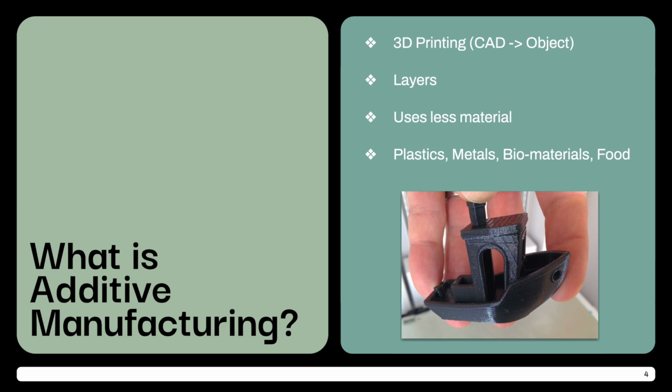These objects are printed in layers, which you can see here in the picture of a 3D printed boat, all the small layers that make up the object. And since you are printing only the material that is going to be used for the object, this process uses less material and there's less material waste than other manufacturing methods. The most common forms are plastics and metals, but recent trends and future opportunities show the potential for biomaterials and food to be printed with 3D printers.